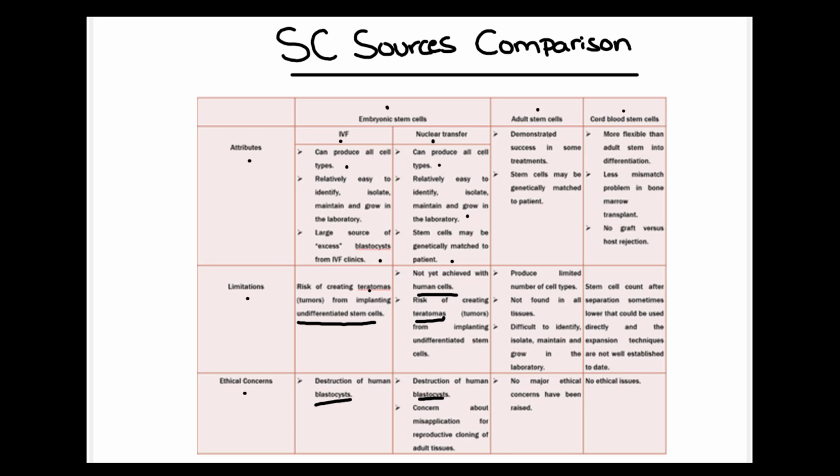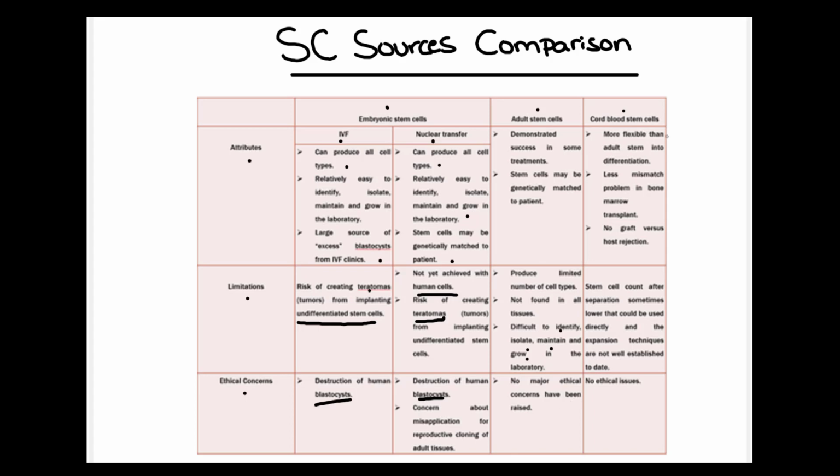Regarding the adult stem cells, they have shown success in some treatments and they can be genetically matched to the patient. The limitations are that they produce limited amounts of cell types in comparison with the embryonic stem cells. They're not found in all tissues and they are difficult to identify, isolate, maintain, and grow in the laboratory. So far, there haven't been any ethical concerns raised yet.